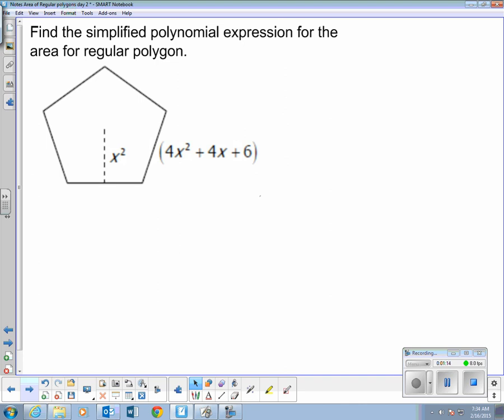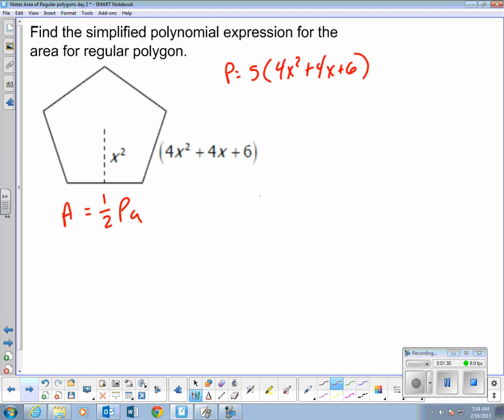We're going to find the area of this figure. So we have 1/2 perimeter times apothem is our area. If we look at our perimeter, this is a pentagon. So we first have to find our perimeter by 5 times 4x squared plus 4x plus 6. This is 20x squared plus 20x plus 30.